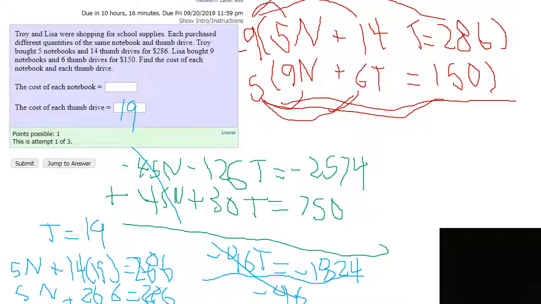When we do that, we bring the 266 over, so that's going to equal 5N equals 20. We divide by 5 to get N by itself, and we get N as $4.